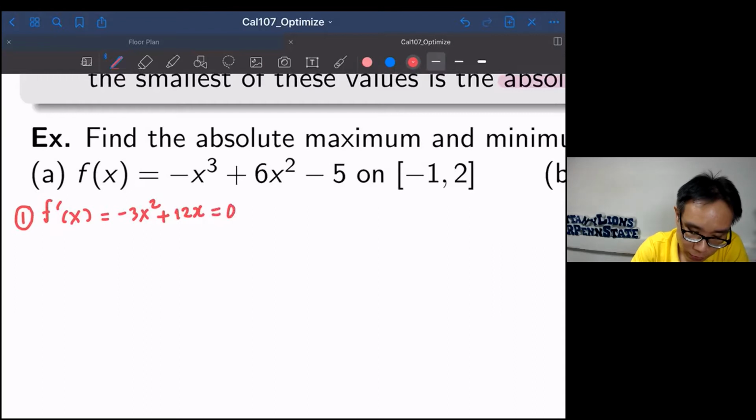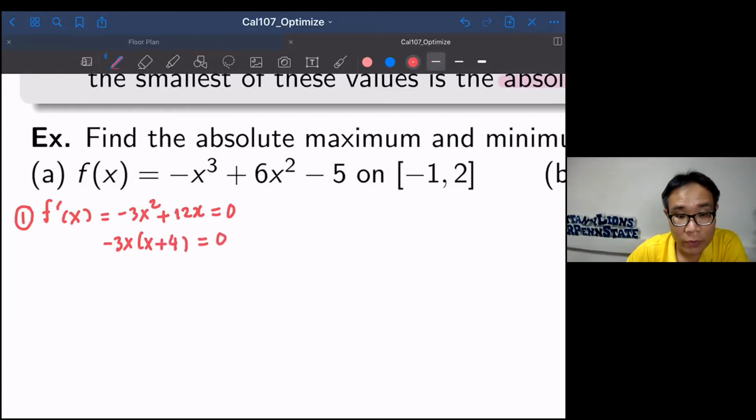Okay, so you just pull out negative x, so you get x plus 4 equal to 0. Sorry, it's not plus 4, it's going to be minus 4. So you solve for x, and it's going to be x equal to 0 and 4. However, we're only interested in the points in the interval negative 1 and 2.